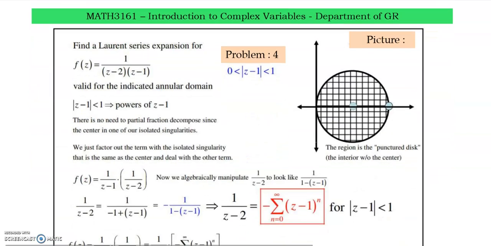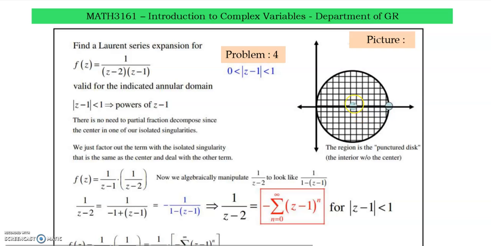Now you see another question, question number 4. Find a Laurent series expansion for f(z) = 1 over (z minus 2)(z minus 1), same function, but here the condition is the region 0 less than mod z minus 1 less than 1. In the picture, the region is the punctured disk, which means the interior without the center.